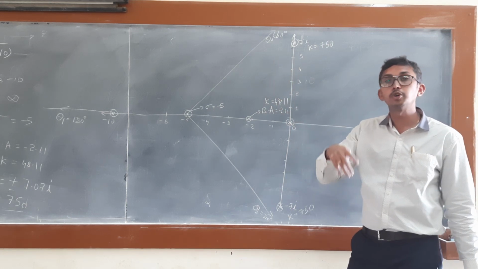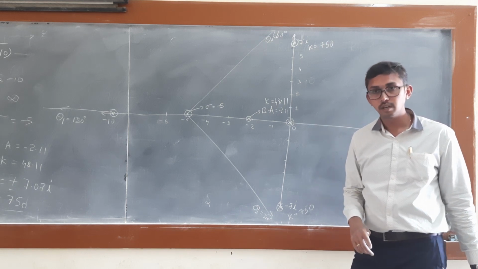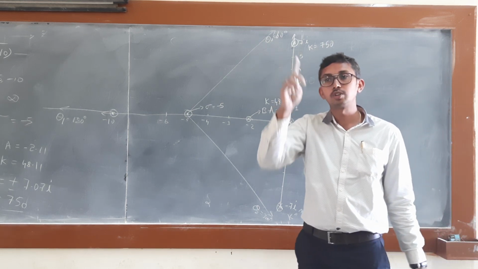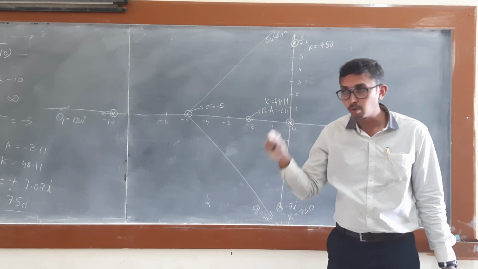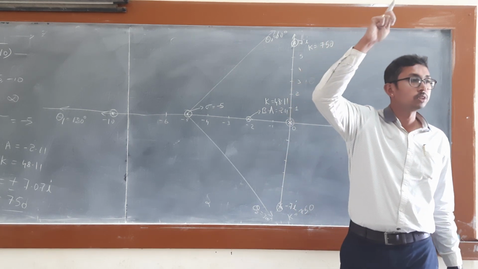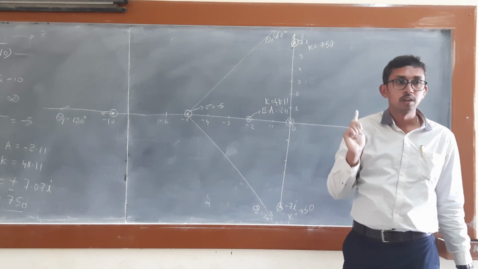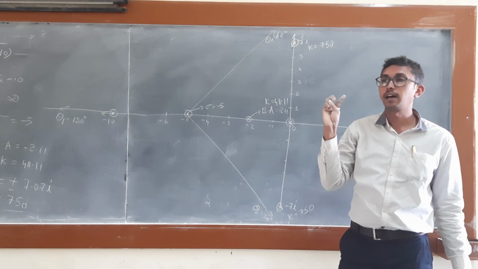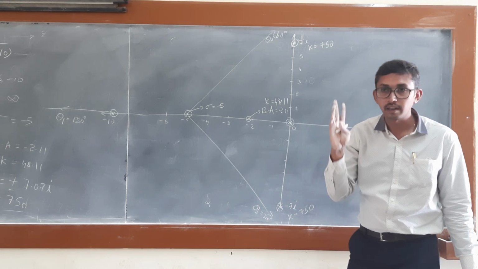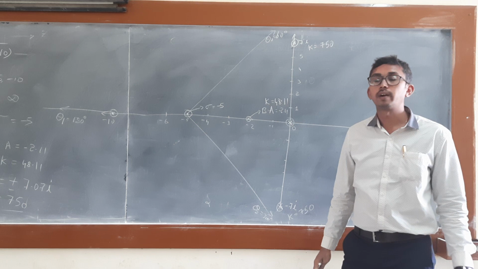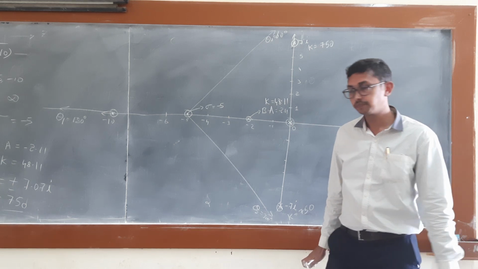Okay, now I need to draw the branches, right? So what is the first sentence I told? Always the branches are going to start from the poles and end at the zeros. Now how many poles are there? There are 3 poles. Therefore how many branches are there? There are 3 branches. So what are the starting points of the branches?